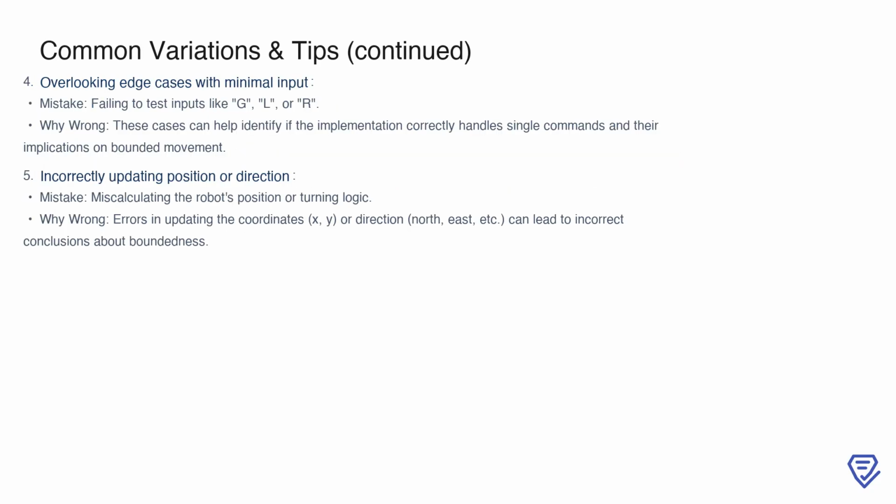Now, another common mistake is overlooking edge cases with minimal input. For example, simple commands like G, L, or R might seem trivial, but they are important test cases to ensure your implementation correctly handles single instructions and their implications on bounded movement. These cases can often reveal subtle bugs in logic. Additionally, errors in updating the robot's position or direction are a frequent source of incorrect results. Miscalculating the coordinates, such as the x and y positions, or the turning logic for the robot's orientation, like confusing a left turn with a right turn, can lead to wrong conclusions about whether the robot is bounded. Ensuring that these updates are accurate is essential for solving the problem correctly.